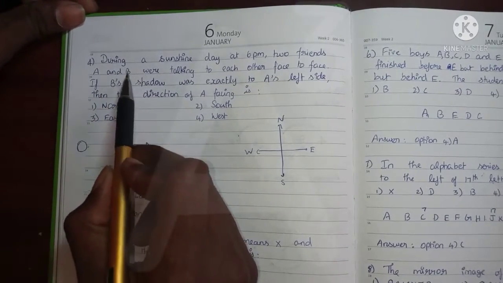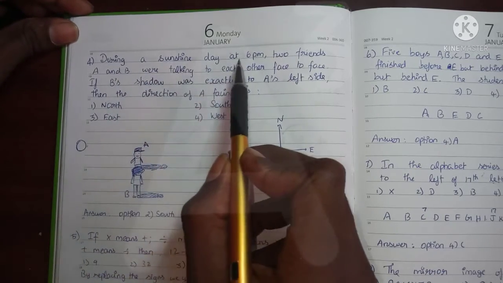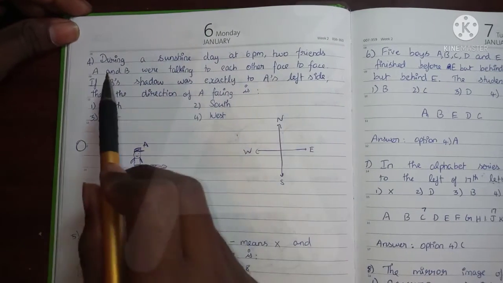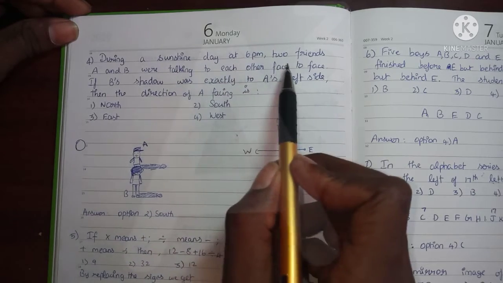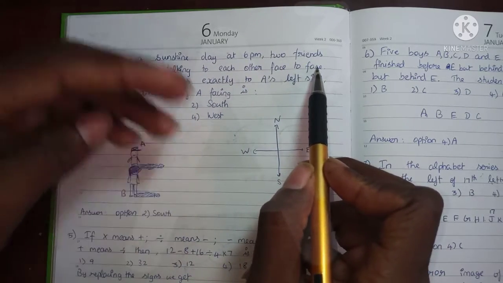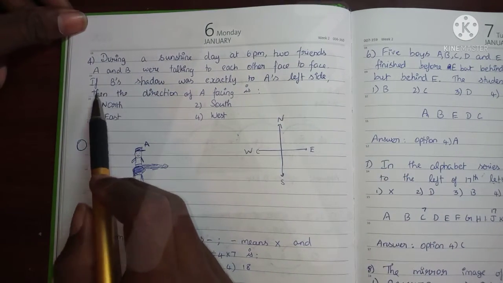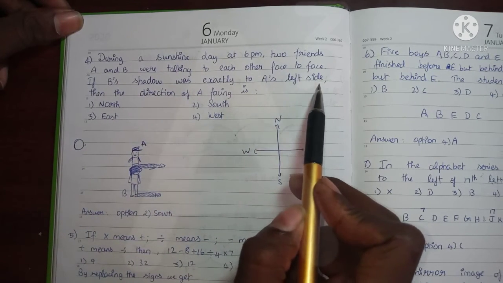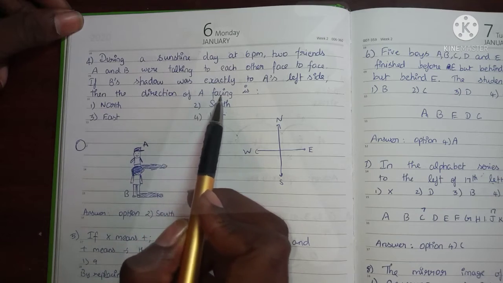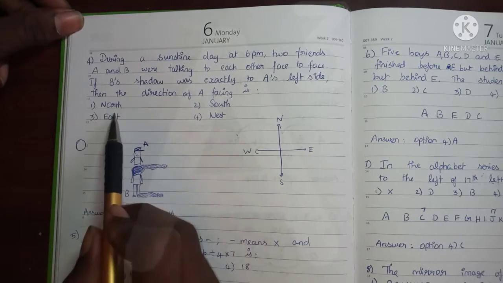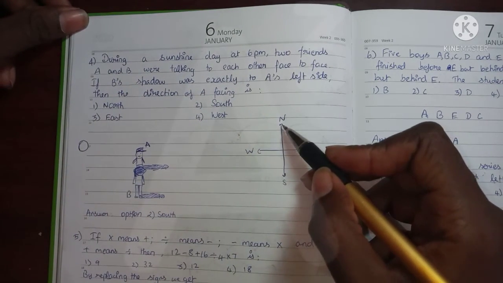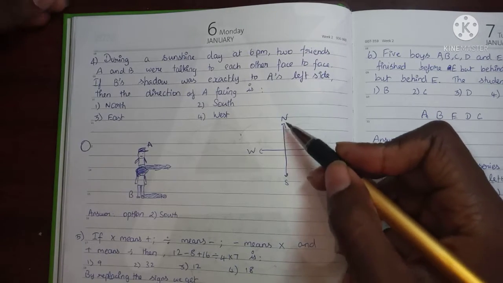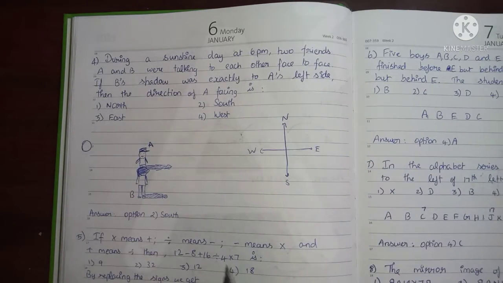So next question, during a sunshine day at 6 p.m., two friends A and B were talking to each other face to face, that means opposite to each other. If B's shadow was exactly to A's left side, then the direction A is facing is north, south, east, west? Okay, I first draw the directions north, south, west and east.